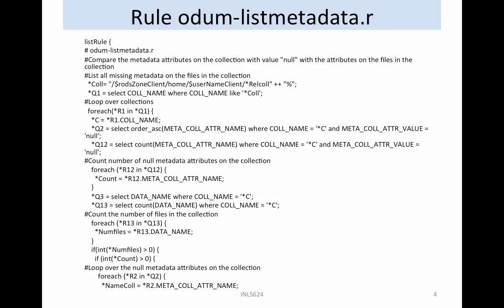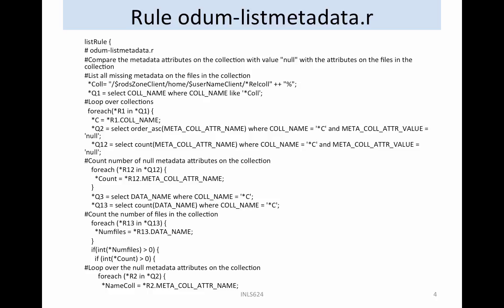*Q is a query to create an ordered list of the attributes on the subcollection. A second query counts the number of attributes on the subcollection. If the number of attributes on the collection is 0, we will then skip the collection. There's nothing to compare. We then create a query to find all the files in the subcollection and count the number of files in the subcollection.